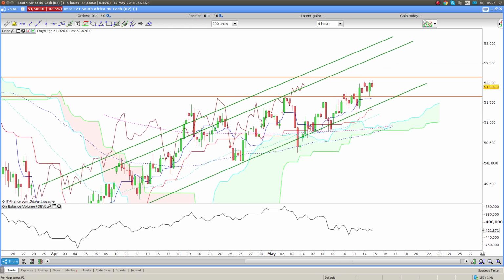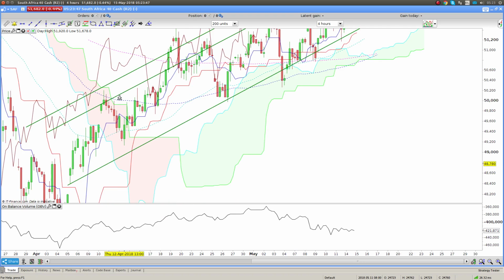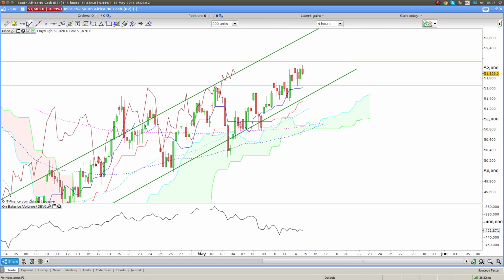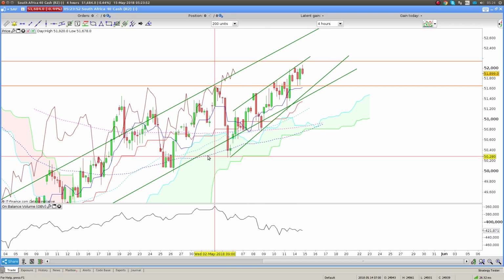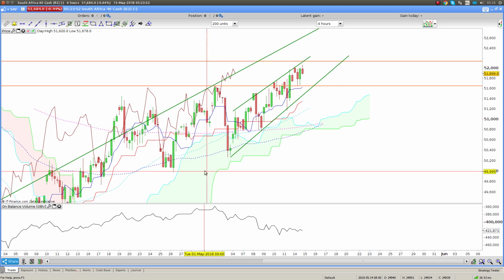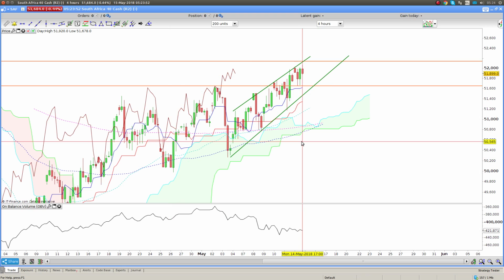Now on the 4 hour, we understand we're in a big channel, right? So let's just tidy this up. And if you look at the 4 hour, you will see another pattern forming here. There it is, followed by that. So within this channel, I now have a rising wedge forming.